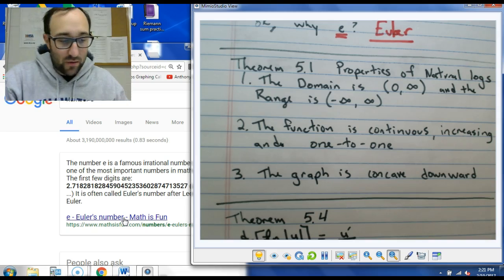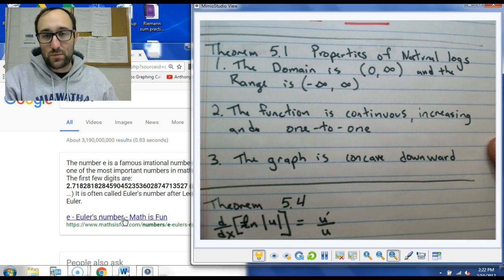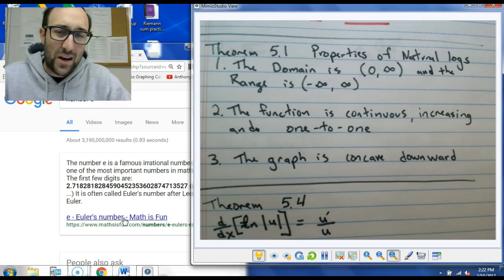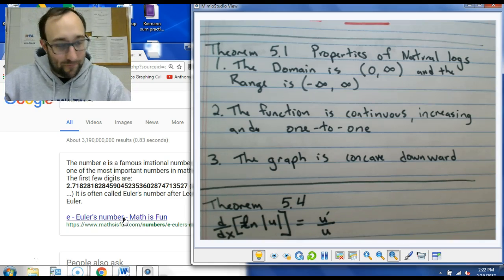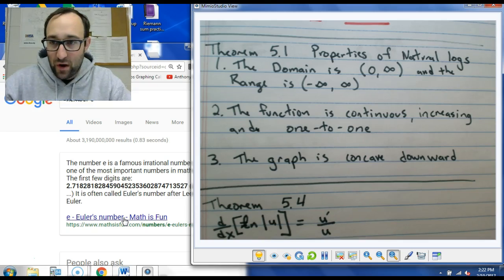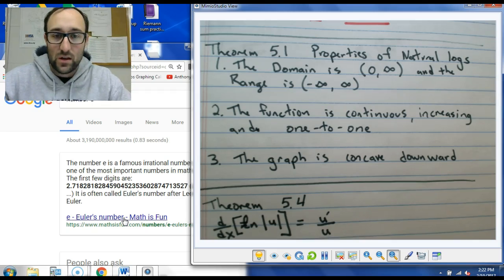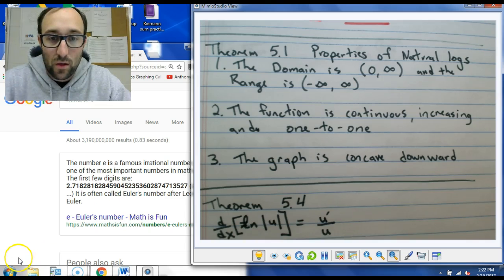Theorem 5.1, properties of natural logs. We're going to be spending a lot of time on natural logs, not on other logs. So, don't be late to class. Okay. So 5.1, properties of natural logs. First of all, the domain is going from 0 to infinity, and the range goes from negative infinity to positive infinity. So let's look at what that graph looks like.